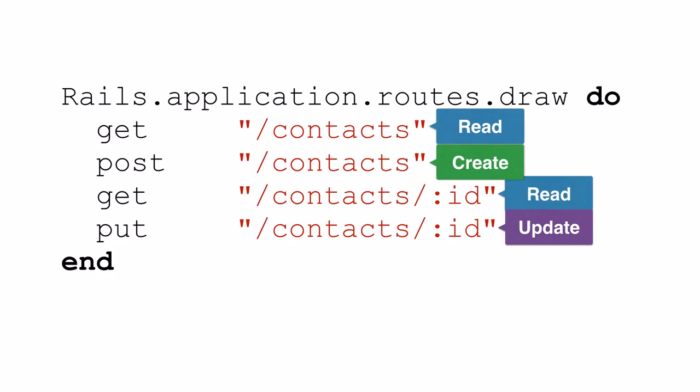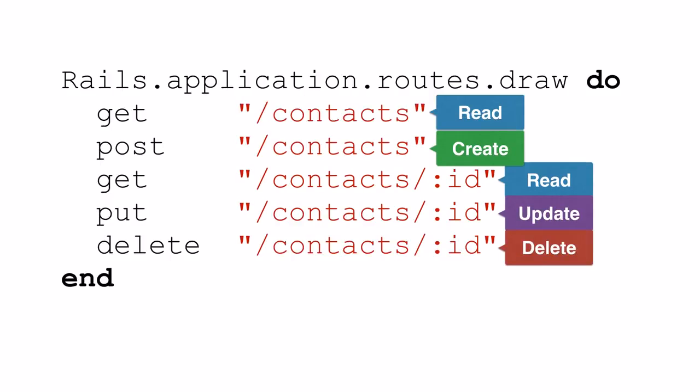PUT means I want to update a certain item in the collection. DELETE, same as update, except I want to delete a specific item in the collection. So as simple as that, with just a few lines of code, we have a router. We have something that will respond to these RESTful requests.